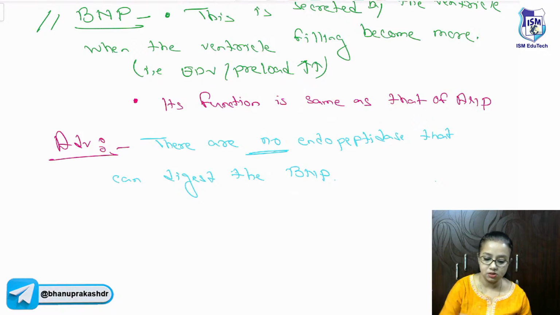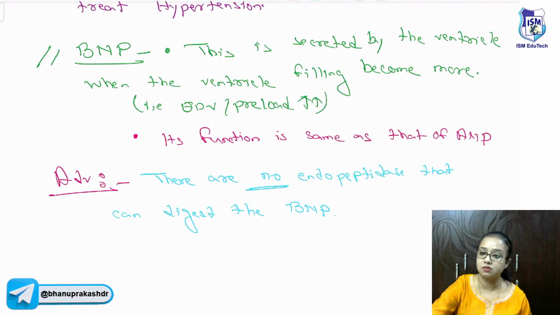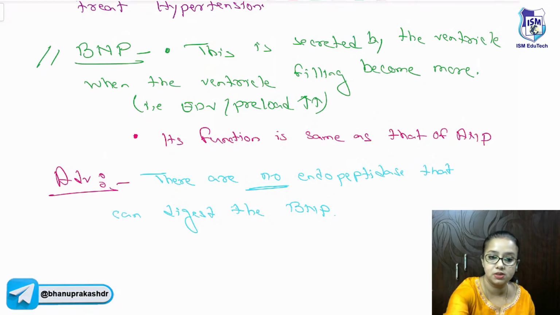Okay, so this was all about our regulation of the arterial blood pressure, the short term and the long term. Before that, we started with the Starling curve.